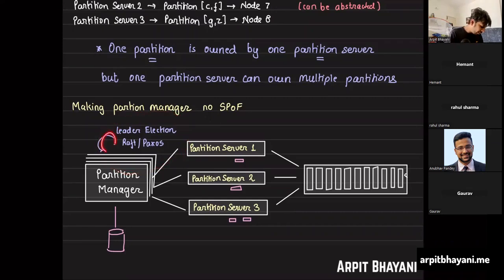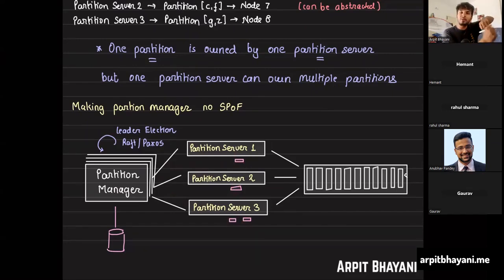So between the partition managers, just like how we had leader election in the orchestrator, same thing over here. We would have leader election over here, that there would be one master partition manager. There will be multiple worker partition managers. The worker partition managers are actually checking the health of the partition servers and balancing the load between them, while the master partition manager is managing the worker partition managers.